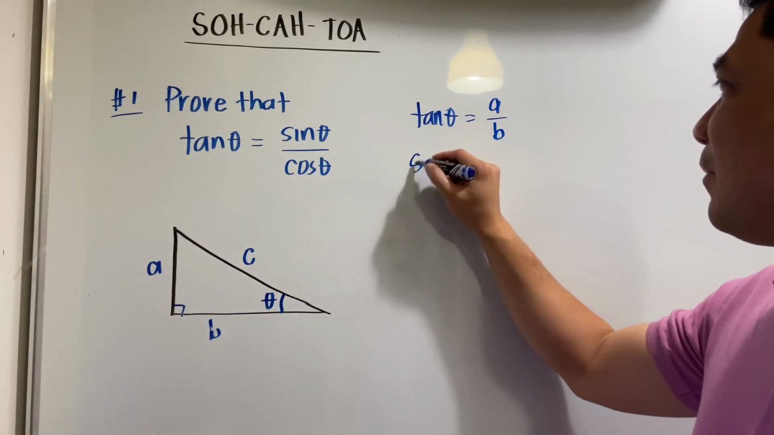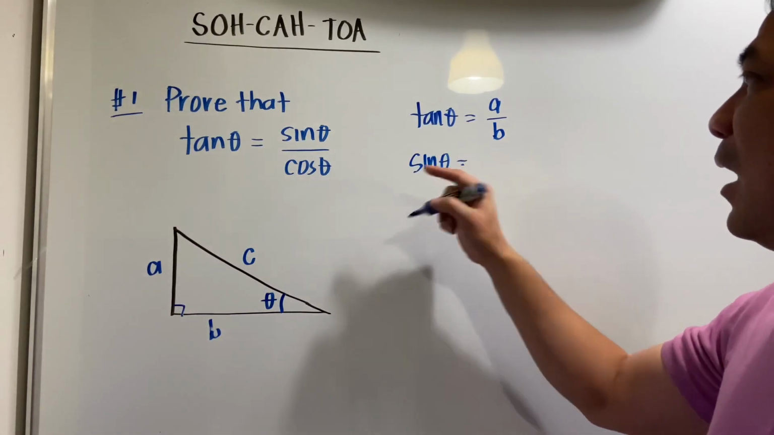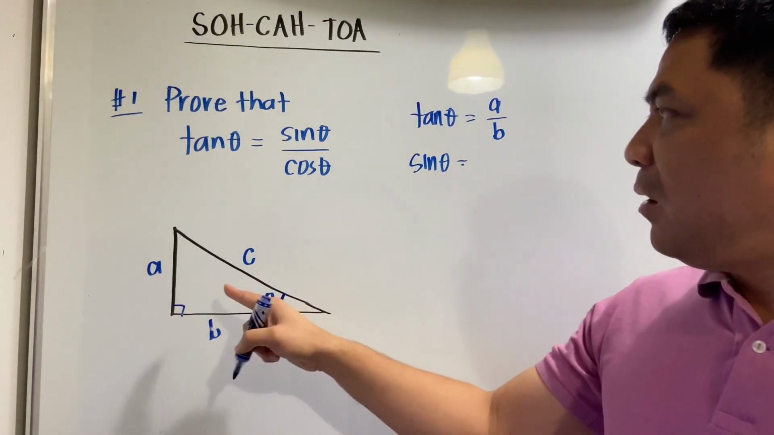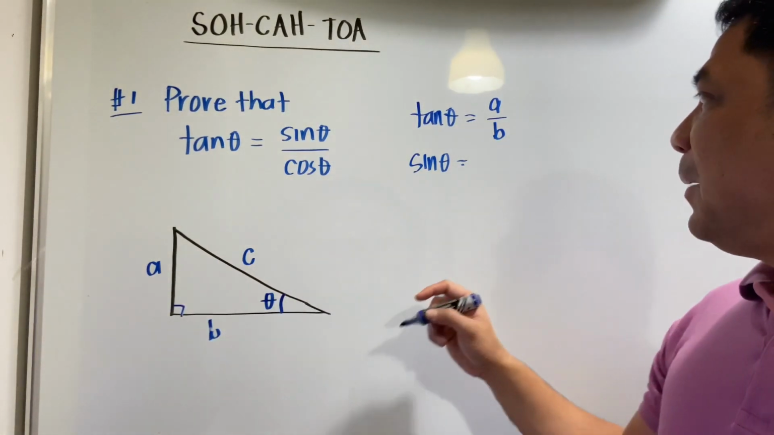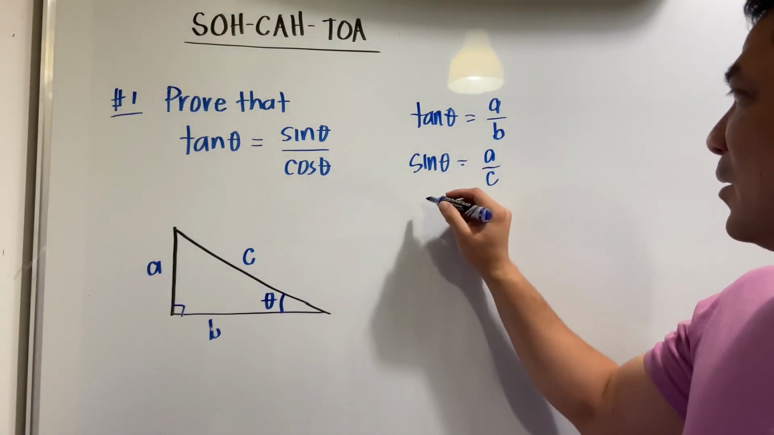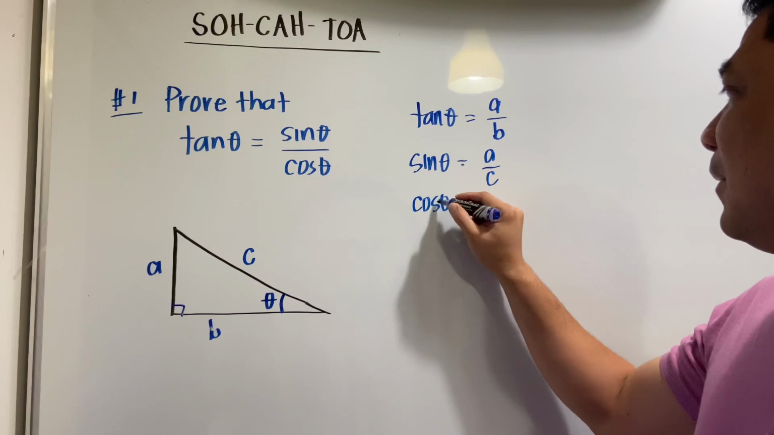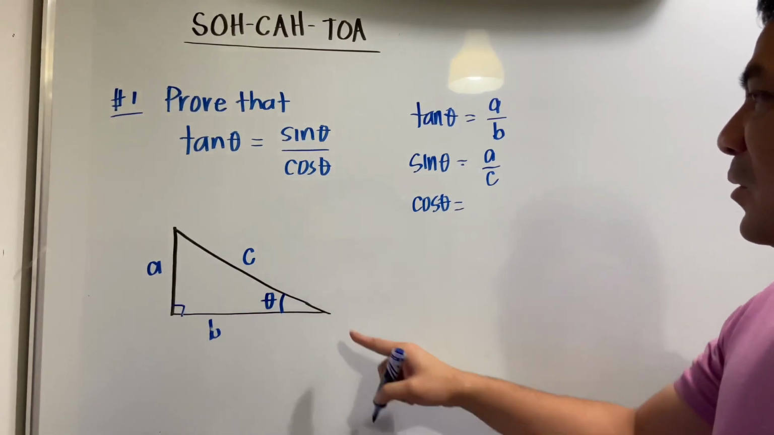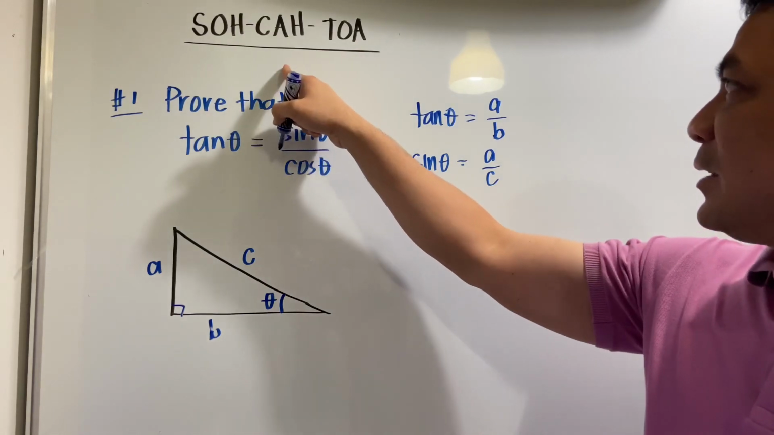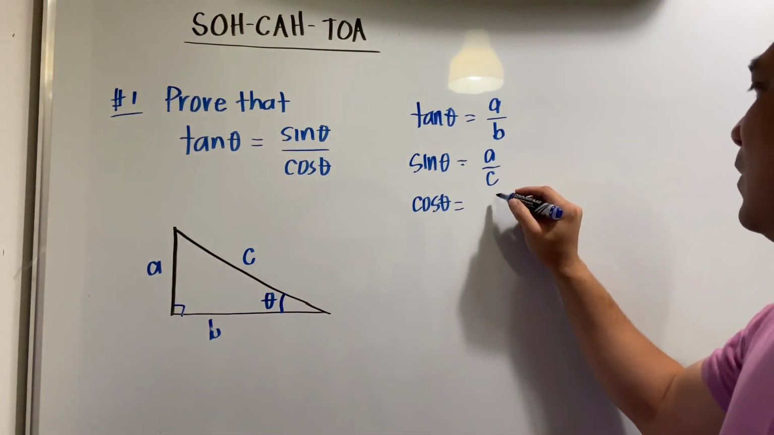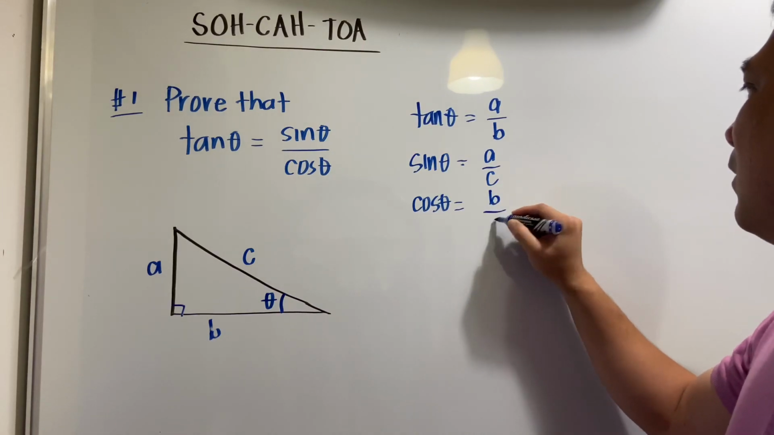Similarly for sine theta, using our SOH CAH TOA mnemonic, it will be opposite over hypotenuse, which is equal to A over C. Subsequently for cosine theta, you will have your base over your hypotenuse, or cosine is adjacent over hypotenuse. That means we have B over C.